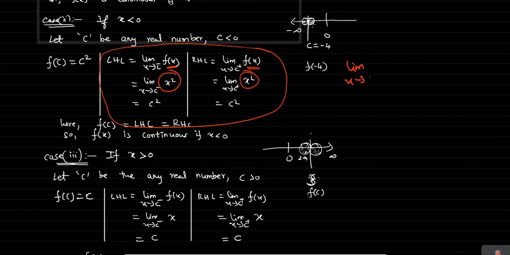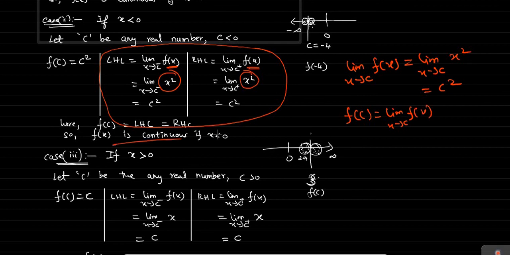So now limit x is approaching to the c, f of x. The left hand side close value and right hand side close value are less than 0 only. So applying, f of x is what? x square. Now applying the limit, c square. Then we can write f of c value equals the limit x approaching c of f of x value, the same. So f of x is continuous if x is less than 0.